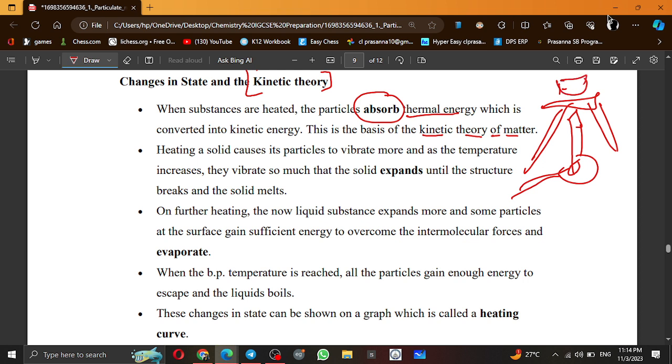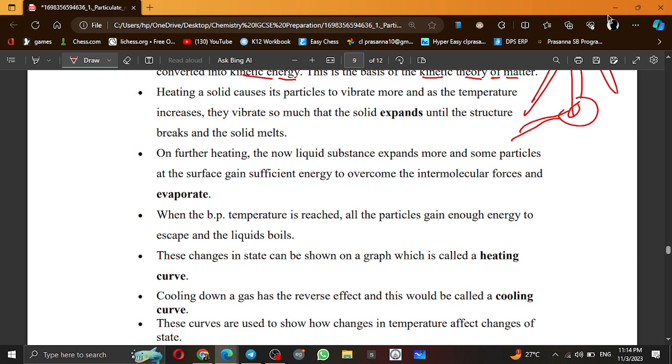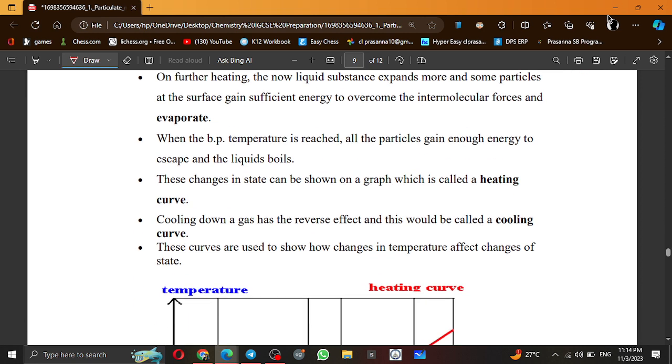To heat an object, it will absorb the thermal energy from the Bunsen burner and convert it to kinetic energy. That's the kinetic theory of matter. Heating a solid causes its particles to vibrate more, and as the temperature increases, they vibrate so much that the solid expands. They break their bonds until the structure breaks and the solid melts to a liquid. On further heating, the now liquid substance expands more and breaks the bonds of its liquids and forms a gas. When the boiling point temperature is reached, all the particles gain enough energy to escape and the liquid boils.